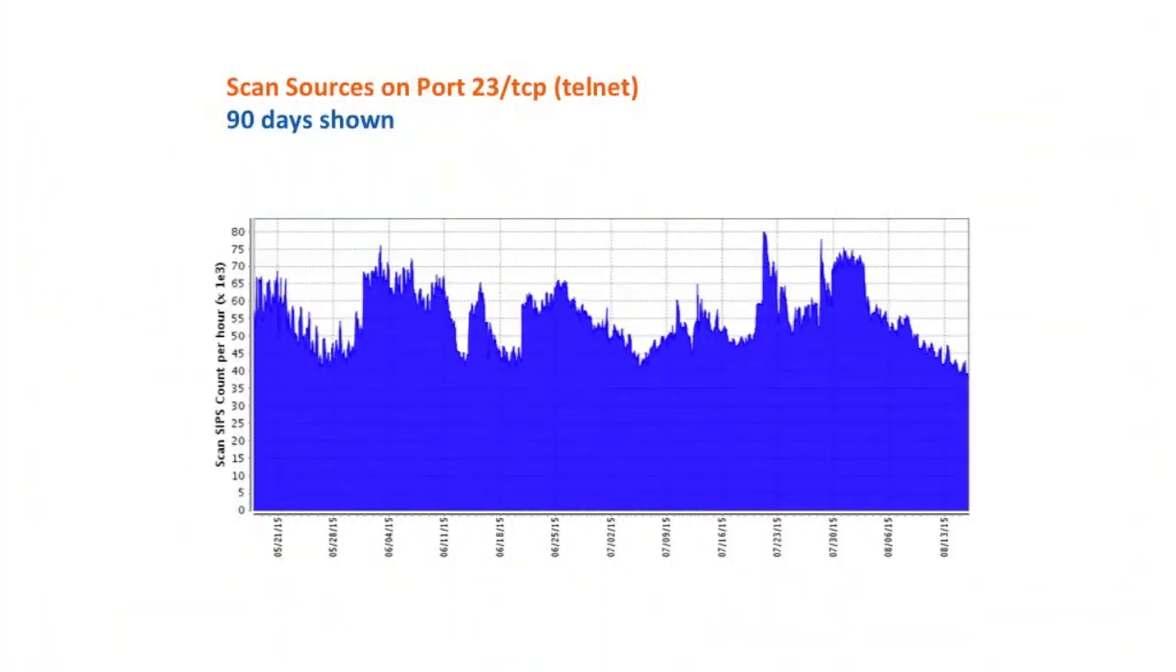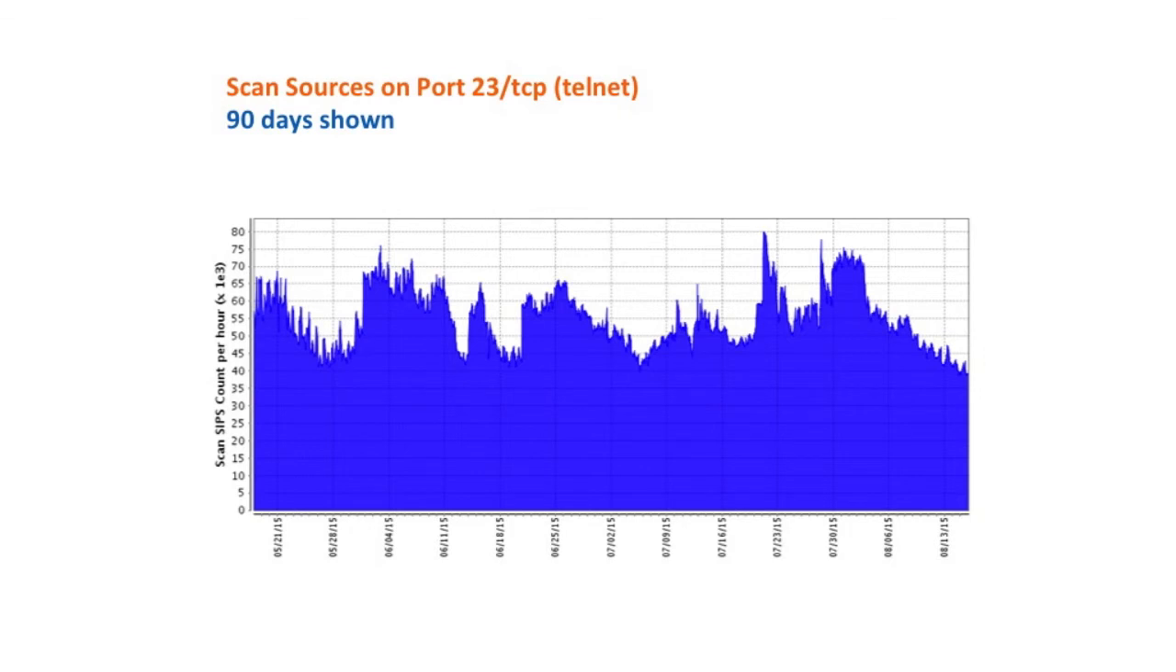9101 UDP, and that pretty much covers it here. So, looking at the number of sources that are scanning on port 23 TCP, at the end of July we had peaked up around 70,000 sources per hour that we were observing, and that's been decaying downward.